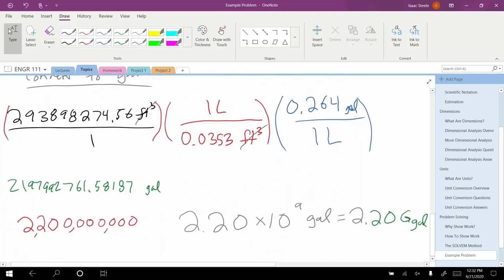I should probably box or highlight this answer. I'm going to go ahead and highlight just because I have the capability to do that. And my answer is at the end written pretty neat.